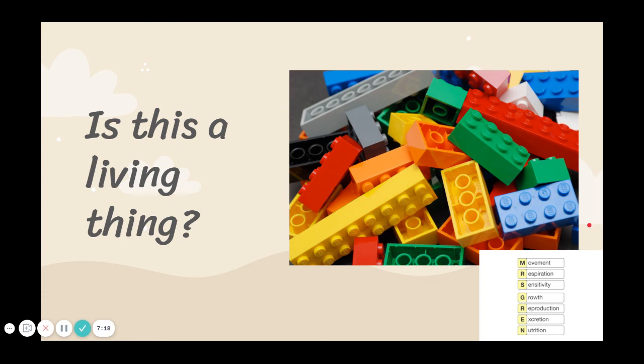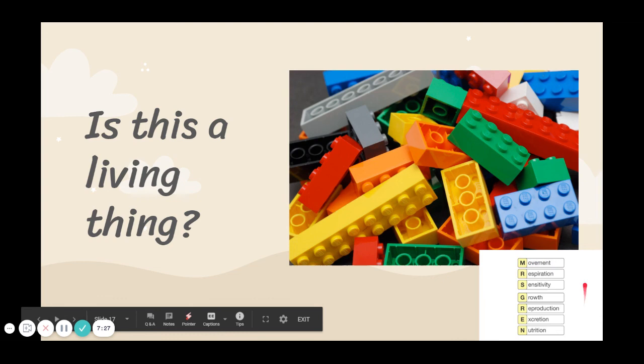No, this is not a living thing. And this has never been alive. Things made out of plastic have never been alive. They're not living and they're not dead. They have never done these things. They have been man-made by humans.